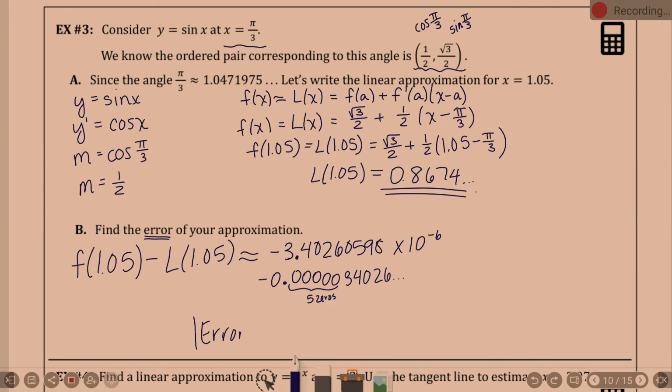To be less than 10 to the negative 5th. That is totally based on the number of zeros.